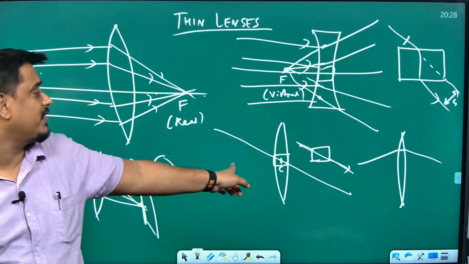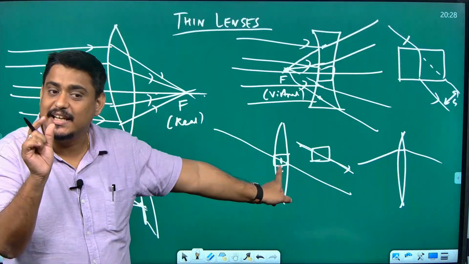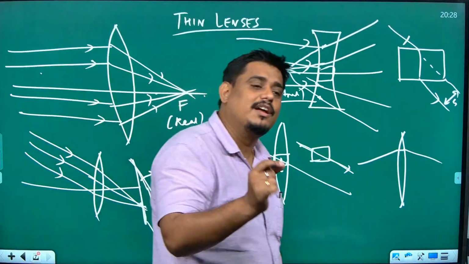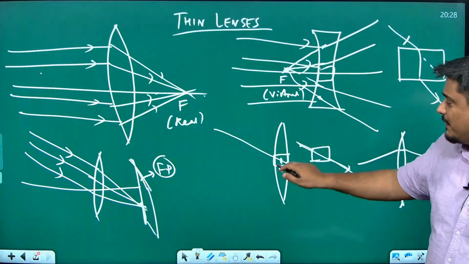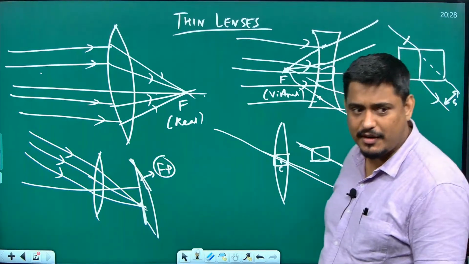We assume our lens to be a thin lens. Thin lens means less thickness, which means less shift, very little shift. That's why we assume it to be a straight line. Are you getting what I am trying to say?